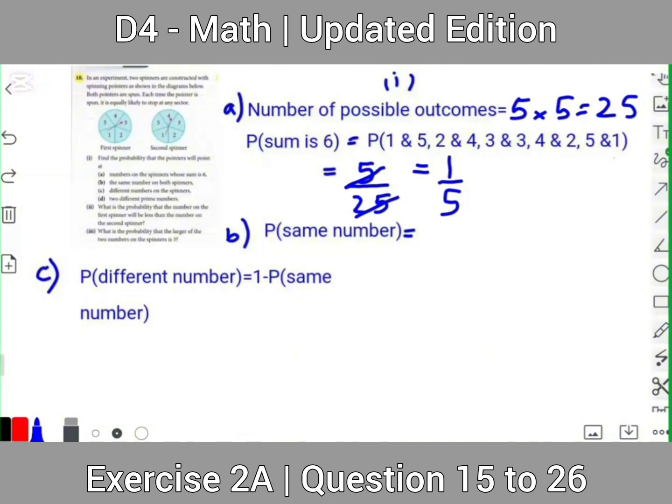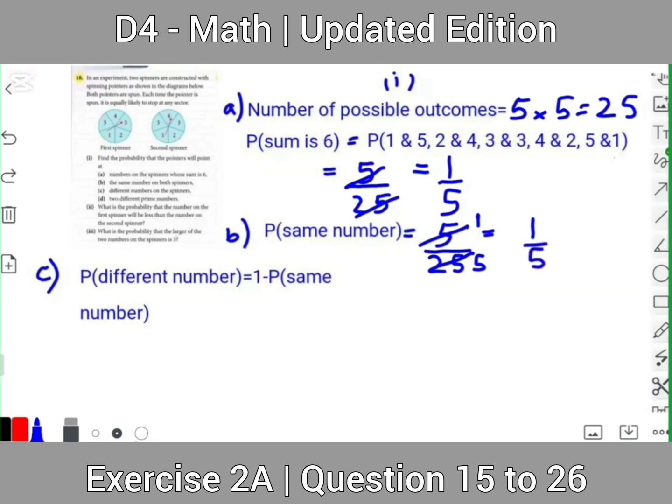Since we have 5 numbers, 1, 2, 3, 4, 5, the number of favorable outcomes again is 5, and the total number of outcomes in the sample space is 25. So it will give us 1 over 5. So the probability that the same number will be equal to 1 over 5.